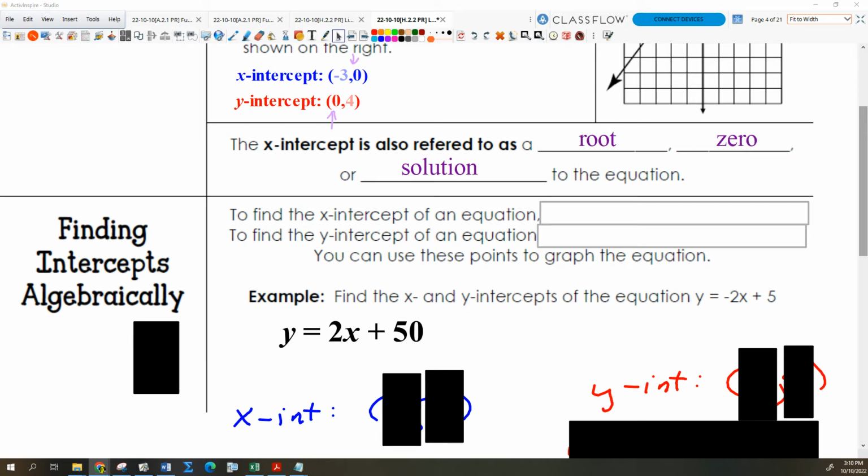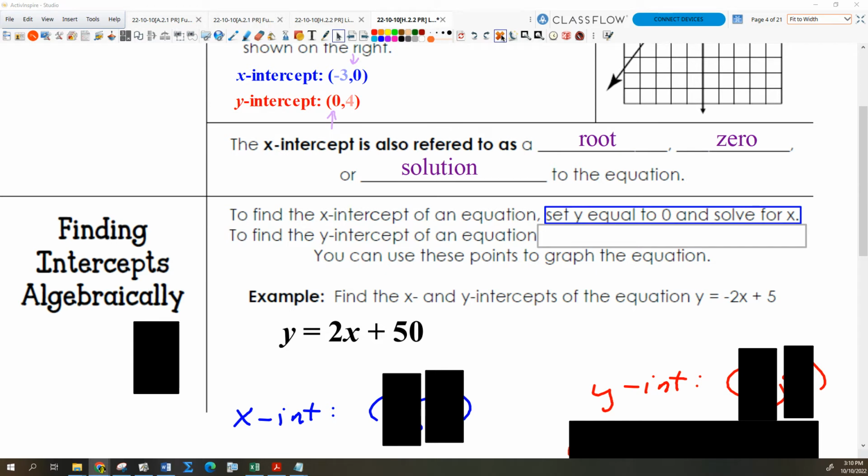We can take advantage of our knowledge of intercepts, and we could say, okay, well, to find the X-intercept of an equation, what could I set equal to 0? Exactly, because I know that the X-intercept is going to occur when Y equals 0, right? So I could always set Y equal to 0 and solve for X. That's a great trick, right? If we want to know what the X-intercept is, we ask the math gods by setting Y equal to 0 and using algebra to solve for X.